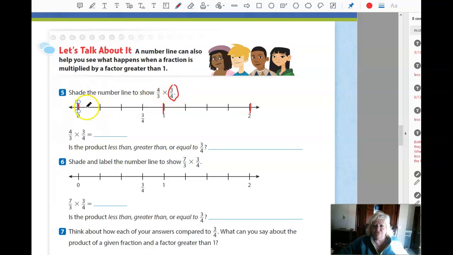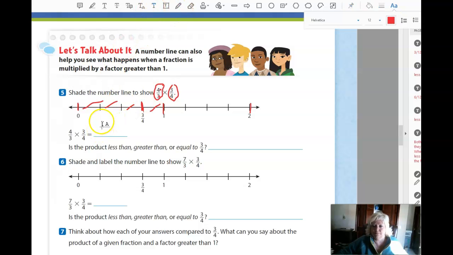That's our given fraction. They've marked it right there, 3/4. But now we want to mark 4/3. So here's one, here's one, here's one, and here's one. Notice that I went past the 3/4, and that's because this fraction right here was greater than a 1. So the product is 12/12, which equals 1.